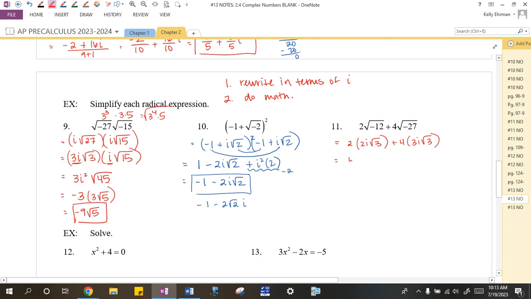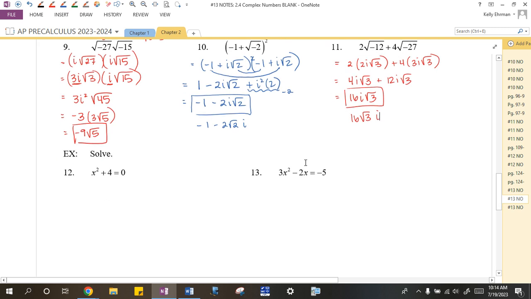So really we have 4i radical 3 plus 12i radical 3. And because these are both radical 3's, we can combine their coefficients in front. So 4i plus 12i is 16i radical 3. And again, technically it should be like 16 radical 3 i, real part then imaginary part. But I just write it like this so it's more clear that the i is not underneath the square root.